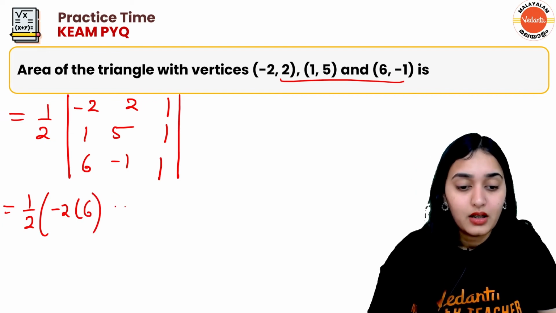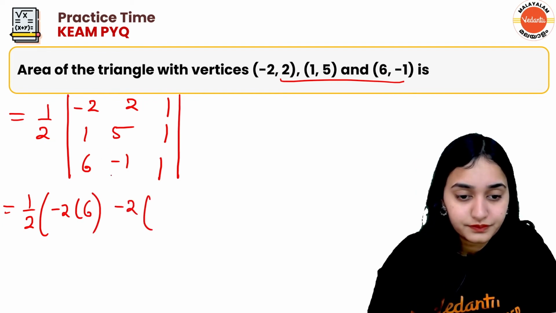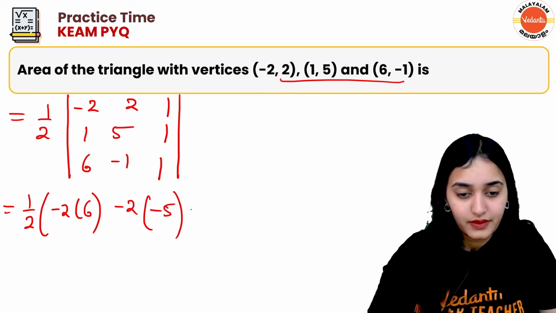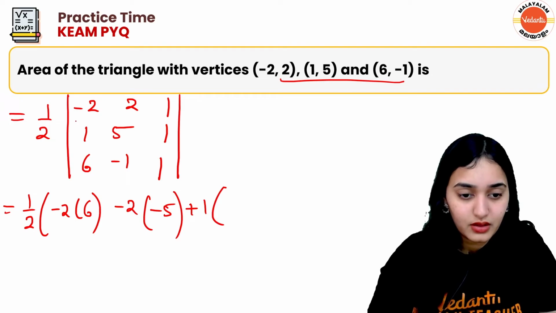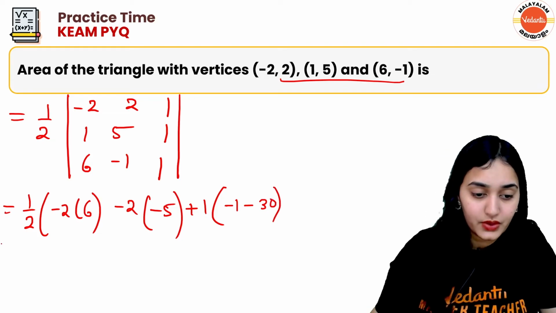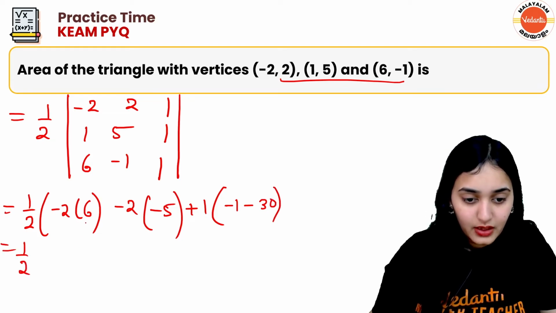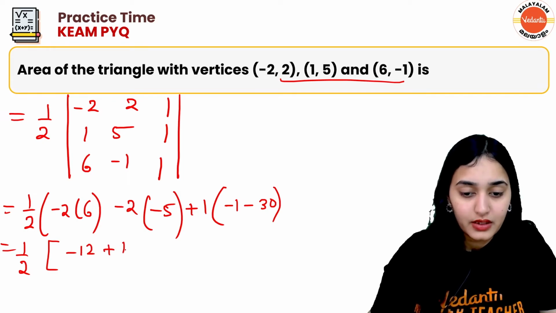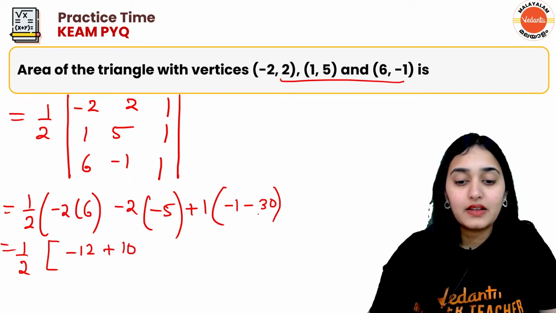6 minus 2 into 1 minus 6 minus 5 plus 1 into minus 1. Minus 6 5s are 30. So this is half of 6 2s are 12, 5 2s are 10, minus 30 minus 1 is minus 31.